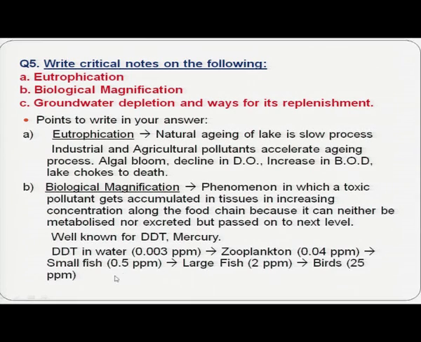to show this phenomenon, to show the concentration increase. For example, if you say that in water the DDT content is 0.003 parts per million, in the body of zooplankton it will increase to 0.04 ppm, in the body of small fishes it will be 0.5 ppm, in the case of large fishes it will be 2 ppm, and at the highest trophic level, which is the fish eating birds, it will be 25 ppm, and this concentration is enough to cause significant changes in their metabolism.